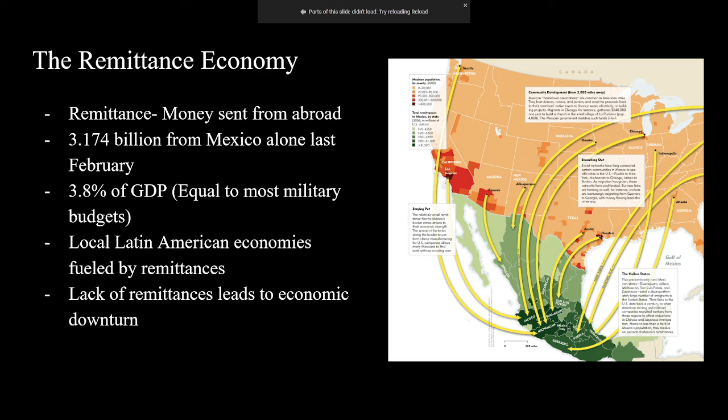There's a remittance map right over there. If you're interested in that, I recommend pausing. But basically, because of this emigration, remittances have just become absolutely massive throughout Latin America.